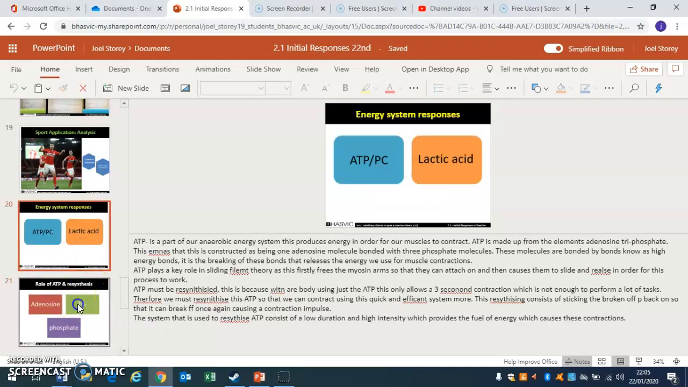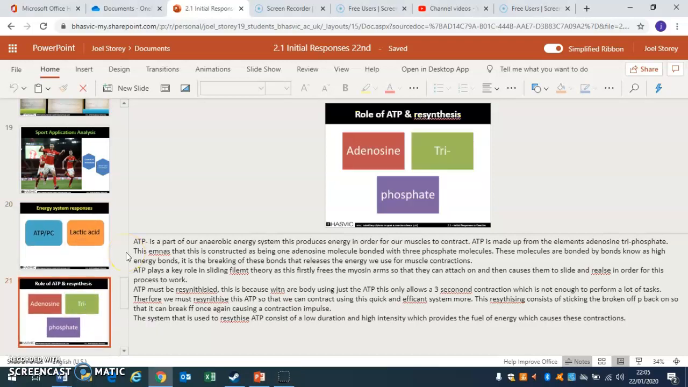Energy system responses. ATP is part of our anaerobic energy system. This produces energy in order for muscle contraction. ATP is made up from three different elements: adenosine triphosphate.